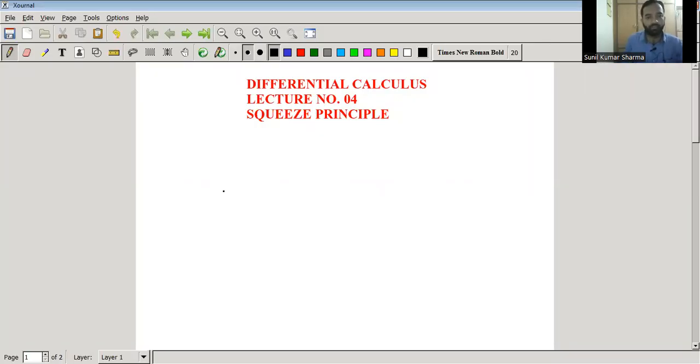Hello students, this is lecture number 4 on lecture series on differential calculus. So in this topic we are going to discuss Squeeze principle, or we also call this Sandwich Theorem. So let us start.